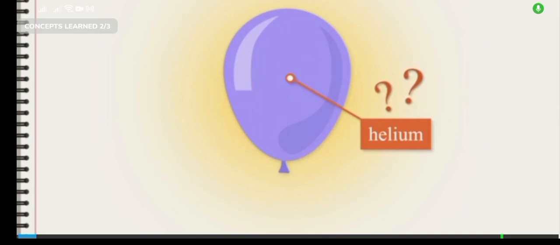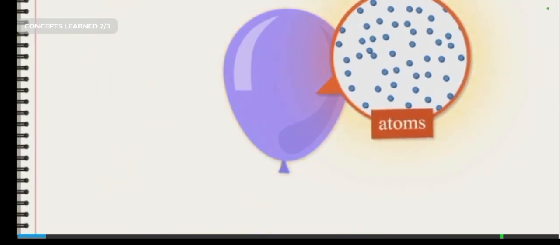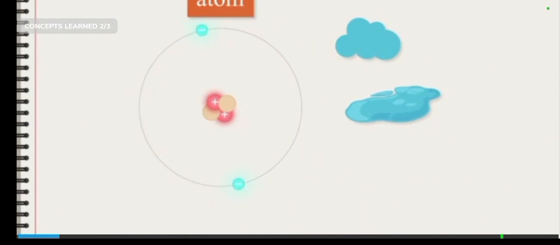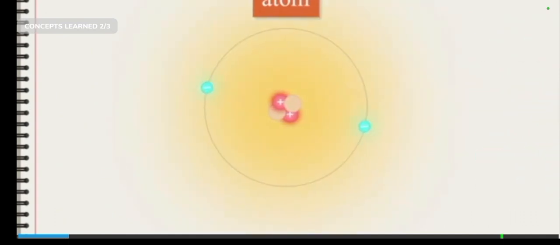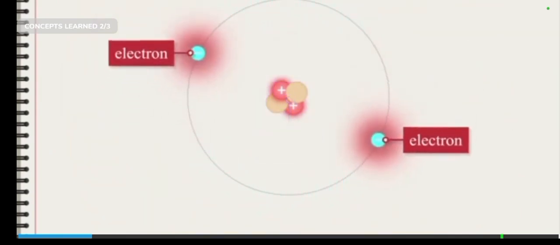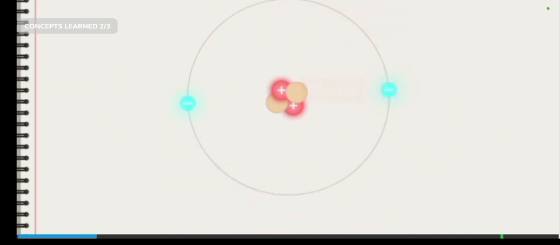What is it made of? Helium gas is made up of tiny particles, helium atoms. Atoms are building blocks that make up the world. They make up gases, liquids, and solids, all the matter in the world. Atoms themselves are made up of different parts too. Atoms are often pictured as models that resemble tiny solar systems, with a nucleus at the center and electrons orbiting around it. Let's take a closer look at the nucleus first.